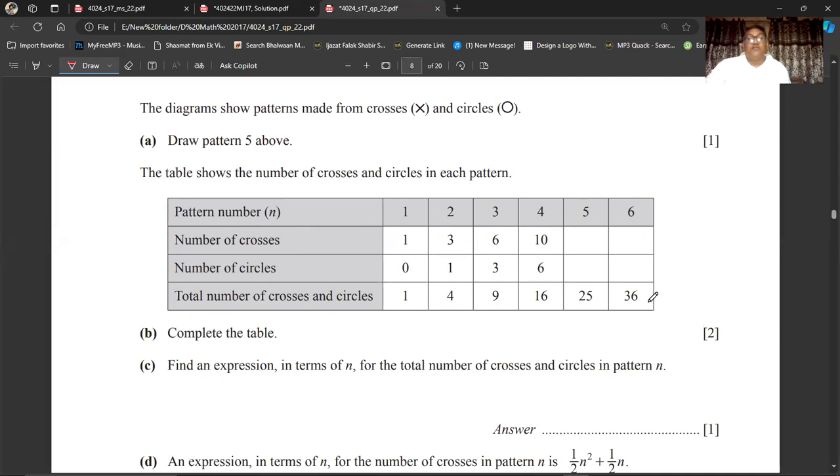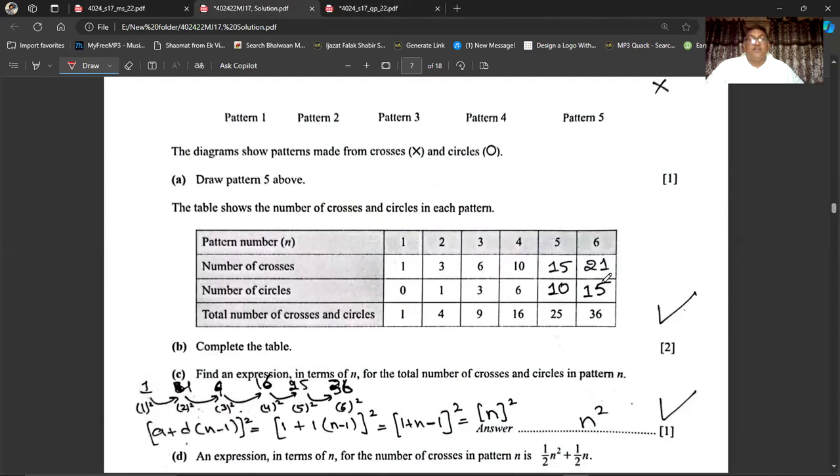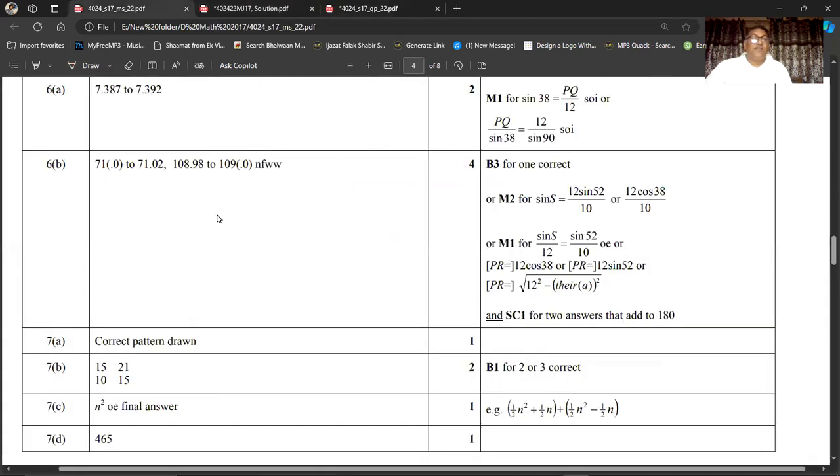Then you have the total number of crosses and circles. This row is completed. So 1 minus 1 is 0, 4 minus 3 is 1, 9 minus 6 is 3, 16 minus 10 is 6, 25 minus this number, you will get this, 36 minus this number, you will get this. So complete the table. So it's 15 and 21 because you will add 5 here, then you will add 6 here. From 25 subtract 15, you will get 10. From 36 subtract 21, you will get 15. This is how you complete this table.